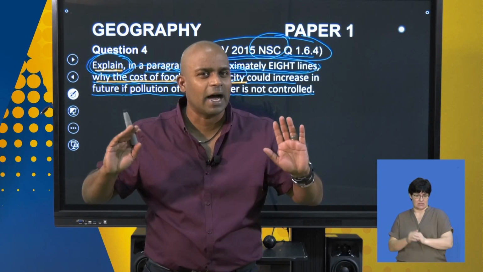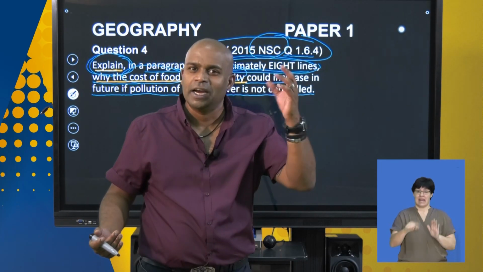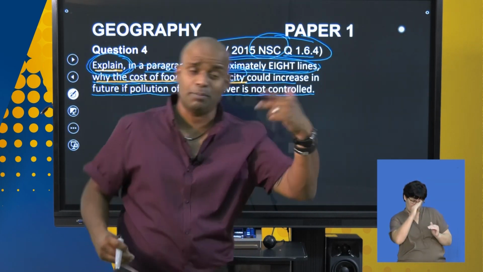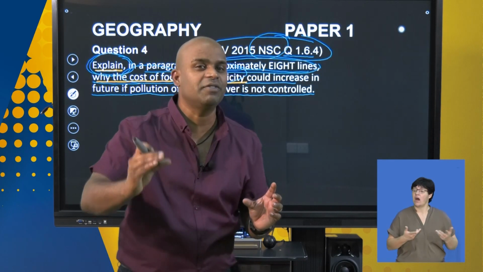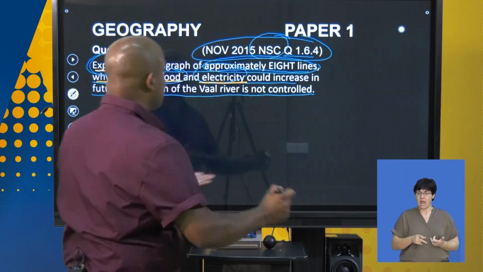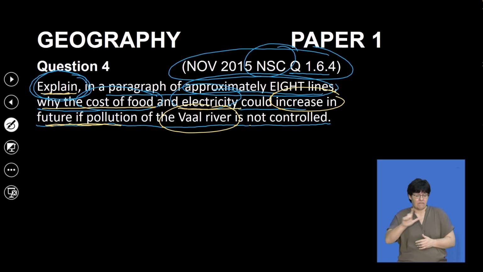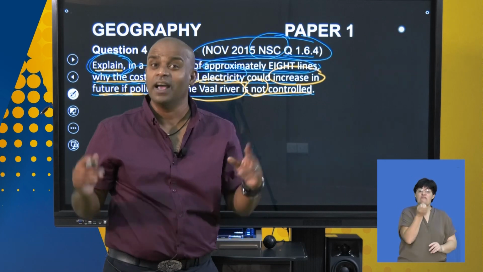Are you picking up how you need to think about paragraph questions? And when we say negative, remember, I'm thinking of how I am going to use the words increasing, decreasing, maintaining, moderate. Are you getting the picture? So I'm not just going to give you the content, I'm going to qualify it. And it must be qualified. If the increase in pollution of the Vaal River is not controlled. Notice the words not controlled. So when it's not controlled, pollution levels are going to be higher. What's going to happen to food and electricity?